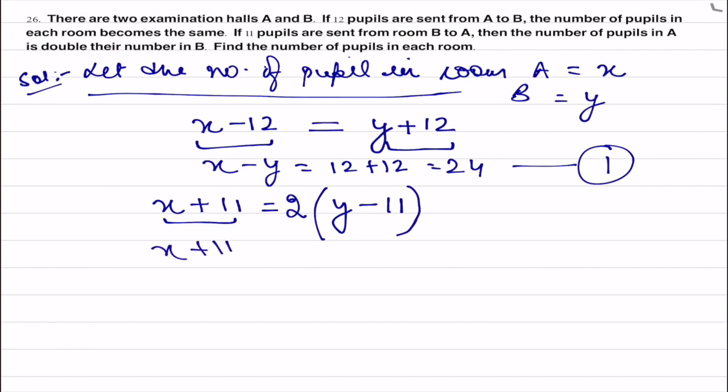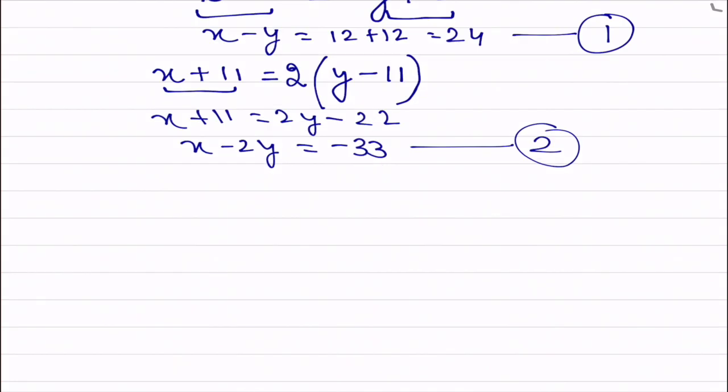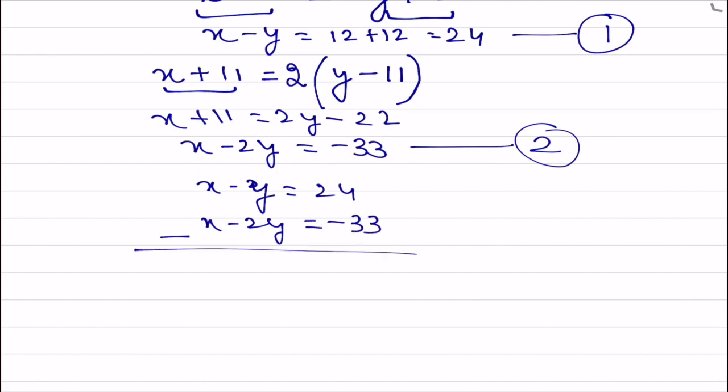So when we open the brackets, we will get the second equation: X minus 2Y is equal to minus 33. So these are the two equations. We will solve both the equations simultaneously. X minus Y is equal to 24, X minus 2Y is equal to minus 33. The coefficients of X are already the same. Subtract, Y is equal to 57.